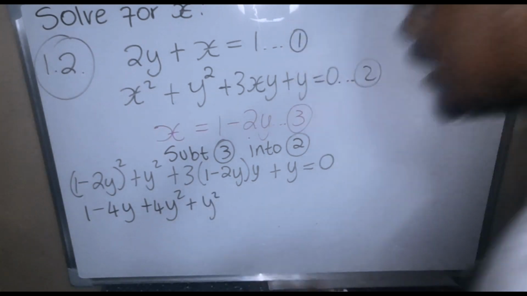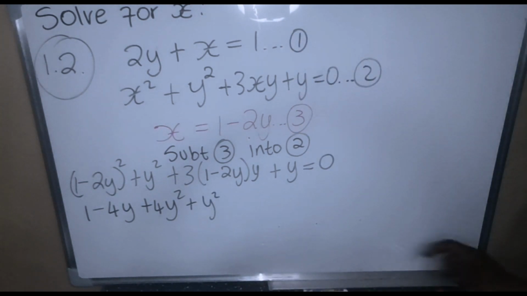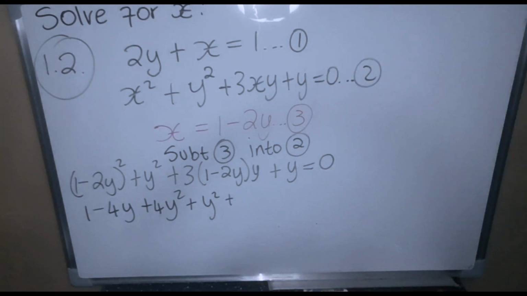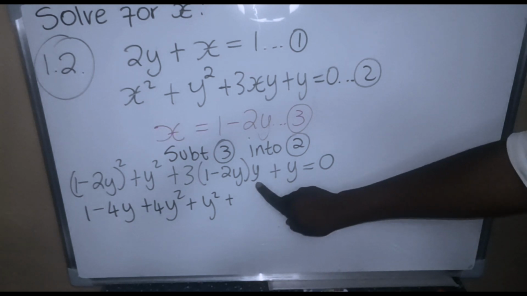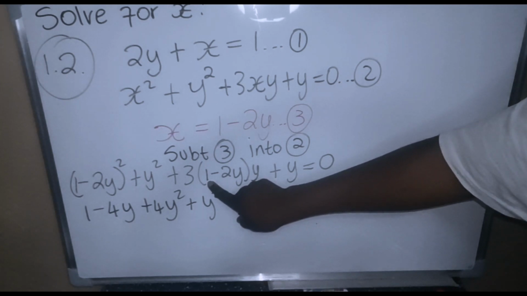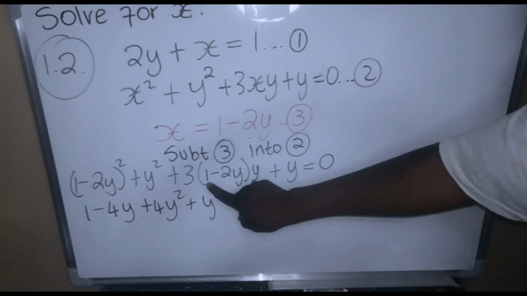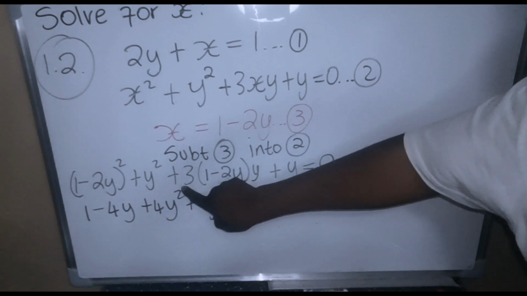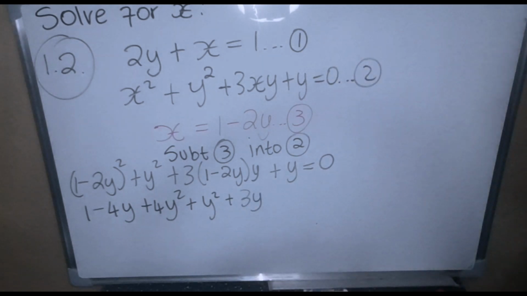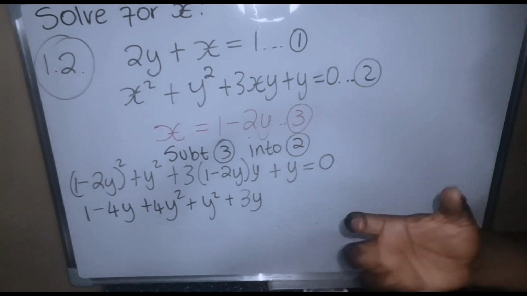Plus y squared, and here guys. Then now it will be plus, in this case, this y is going to multiply this 1. When you multiply y times 1, you get y, okay? Then the very same, y times 1, get y. Then 3 times y, get plus 3y. We are saving time, okay, guys? Sorry for skipping steps here, but please follow me.